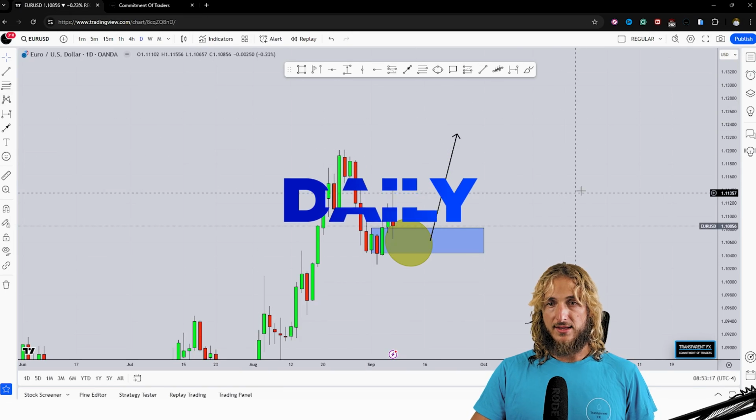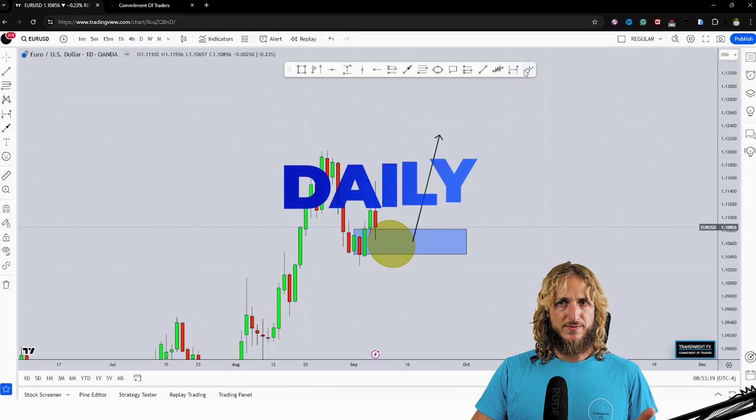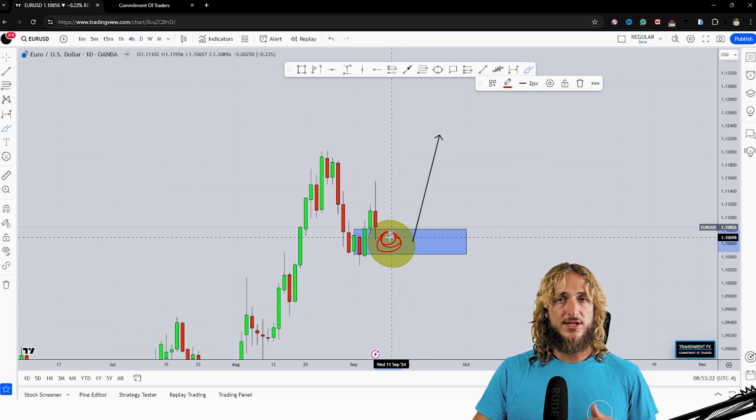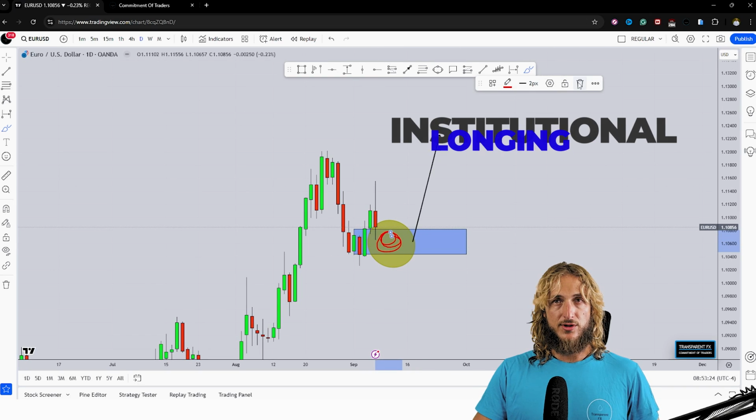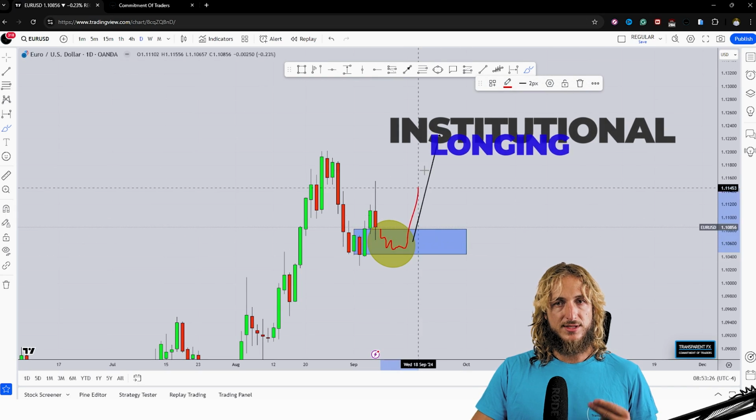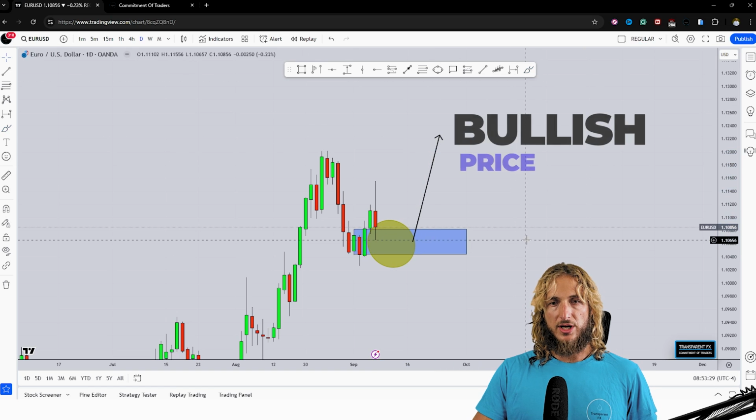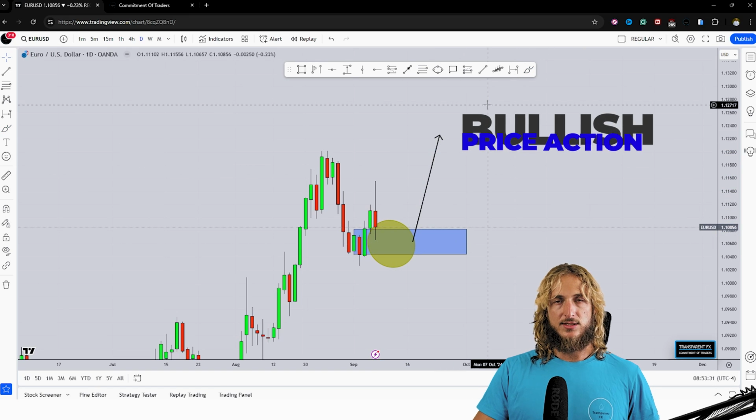Now back to the analysis. So from a technical perspective, this is already a confluence of support. Institutions are already increasing their net positions. So this increases the probabilities that from here, we could see a potential push higher. So what would I expect in a situation like this?